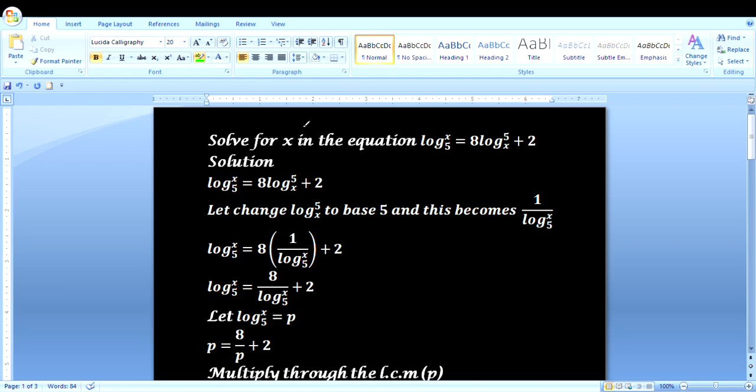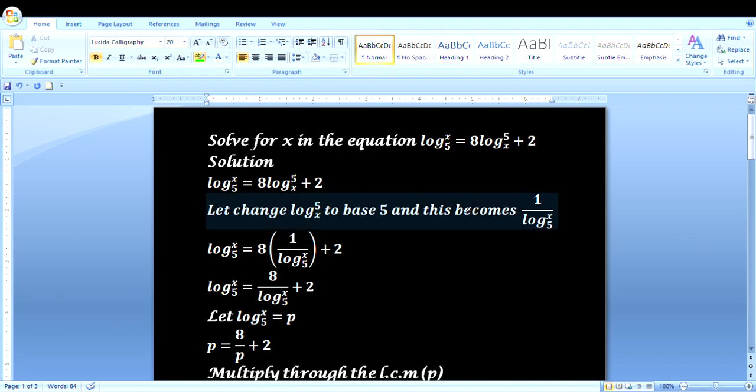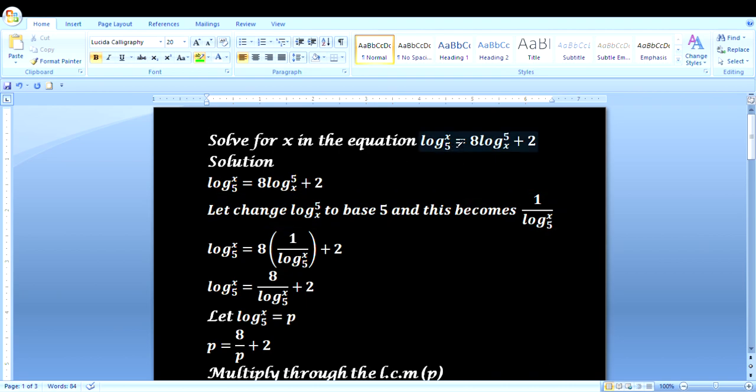So for x in the equation, log x to base 5 is equal to 8 log 5 to base x plus 2. Here we can see that the base on the left hand side is 5 and that of the right hand side is x. So the bases are quite different.